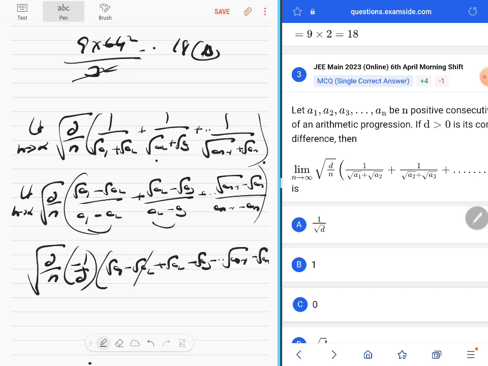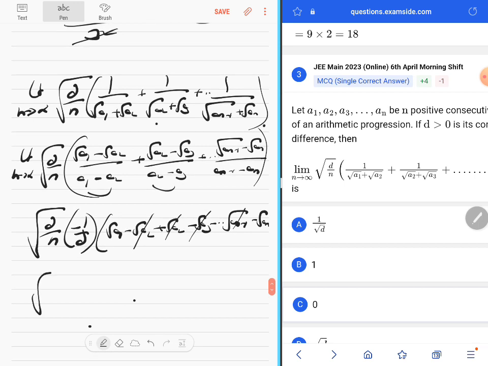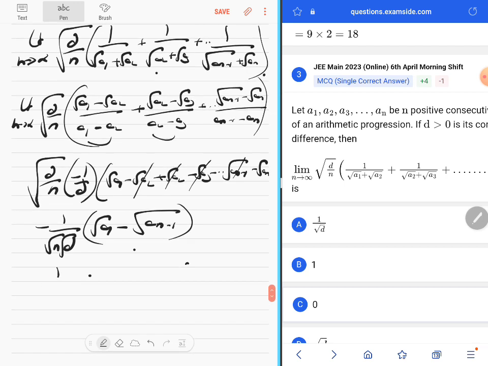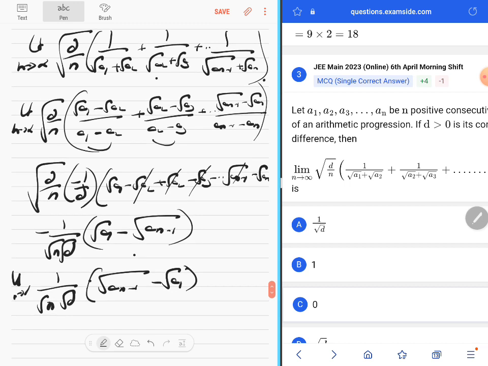So a2, a2, a3, a3 and all get cancelled. You'll be left with the first term and the last term. So root of d and root d, or normal d, will get cancelled. You'll get minus 1 by root n into root d, and you'll have root of a1 minus root of an. And you have a negative sign, you can switch that, and so root d into root of an minus root of a1. And now limit n tends to infinity is this.